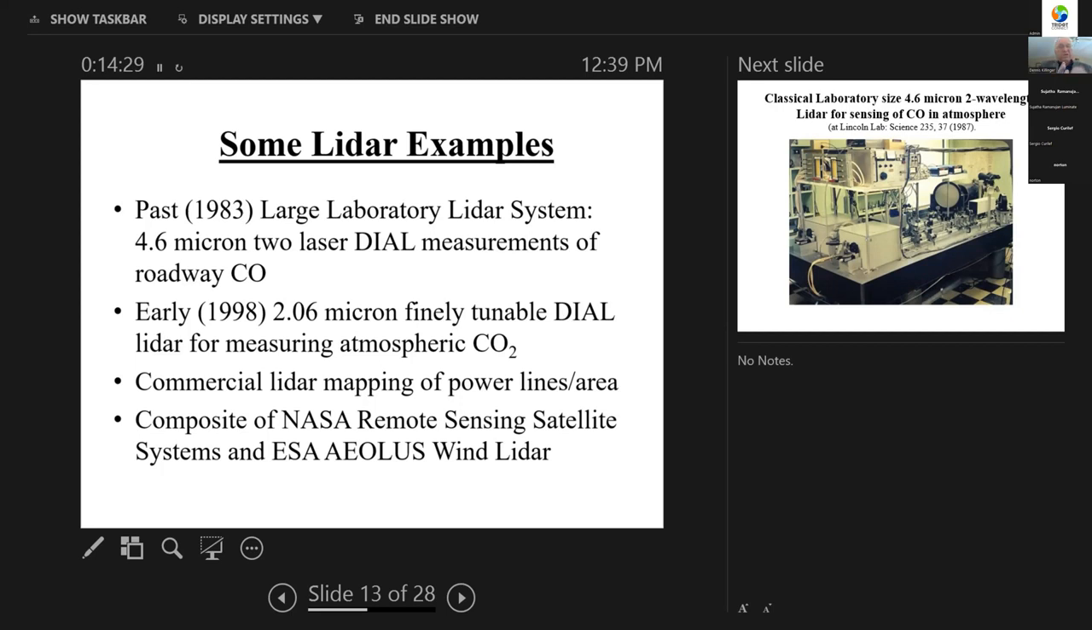Then I'll show you some examples of LiDAR mapping that people have developed, because this is sort of where the work is being done now, and then some composites of satellite systems that NASA and ESA have.